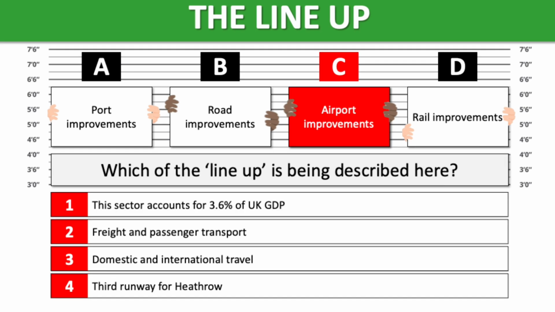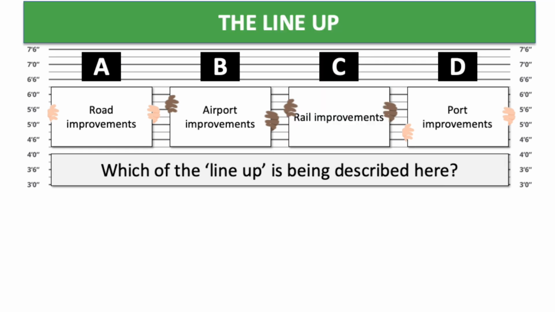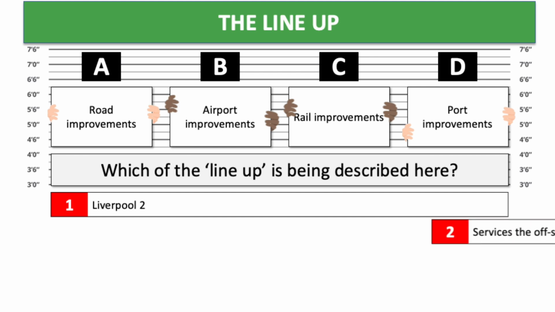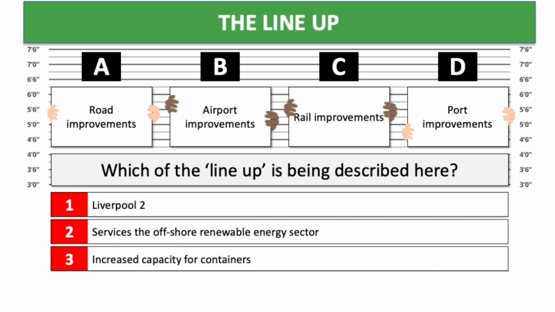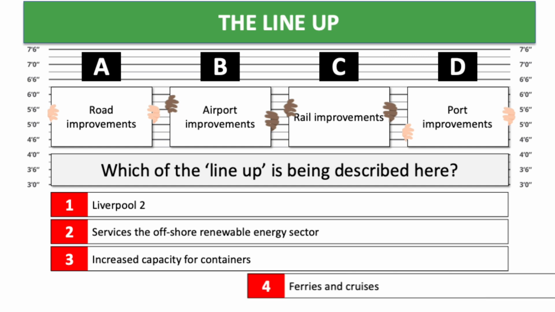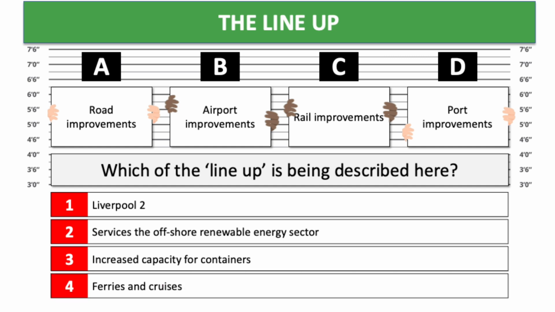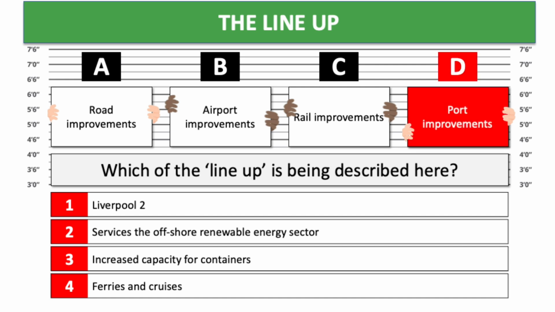Okay, let's move on to our last one. Hopefully you have got the gist by now and you already know which one we are going to highlight. Which of the lineup is being described here? So Liverpool 2 services the offshore renewable energy sector, with increased capacity for containers, and ferries and cruises. Right, it should be port improvements.